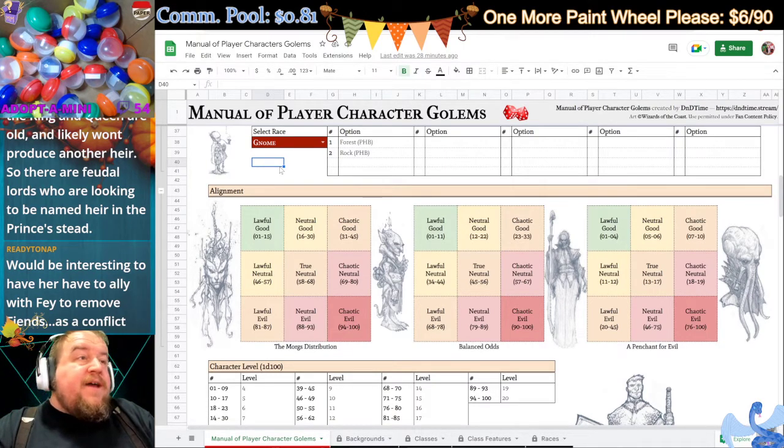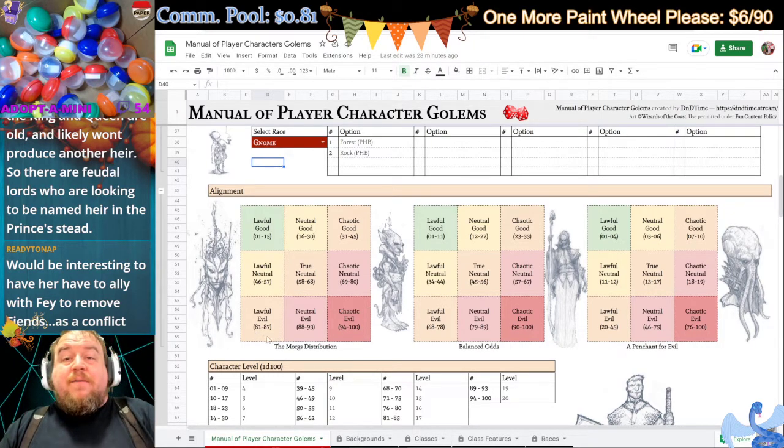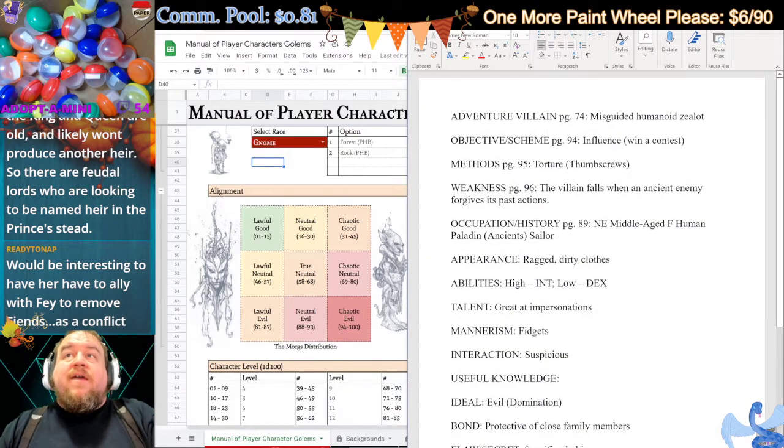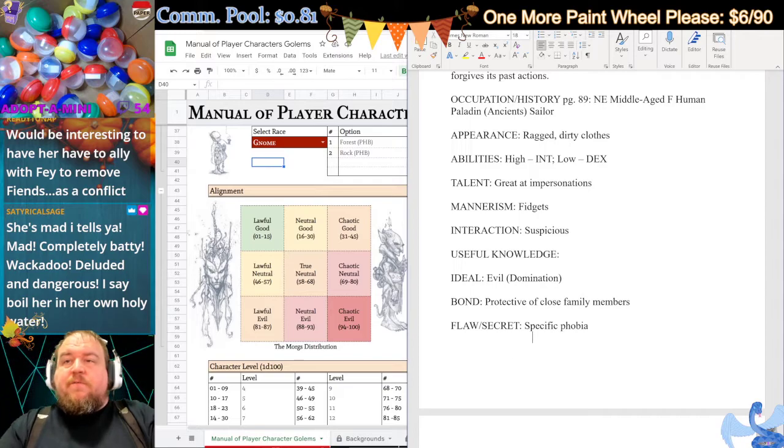It would be interesting to have her have to ally with Fae to remove fiends as a conflict. Ooh. So a morally gray portion as well. And I'll tell you what, let's do one last thing here. If you all like this randomization, let's give her a name, shall we?